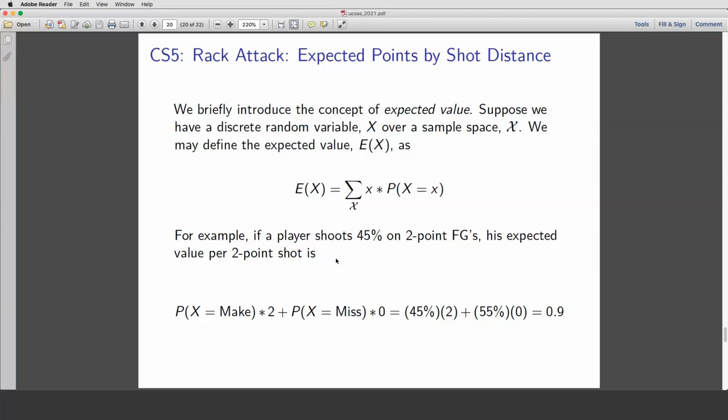Very loosely speaking, if we talk in terms of a player shooting a ball, right? On a 2-point shot, you have 2 outcomes. Either you make it or you miss it. If you make it, you get a value of 2. If you miss, of course, you get a value of 0. If you're a 45% shooter, then your expected value is the probability of a make times 2 plus the probability of a miss times 0, though there's no reason it has to be 0. This could be a bunch of different numbers. And on average, this player would get 0.9 points per shot.